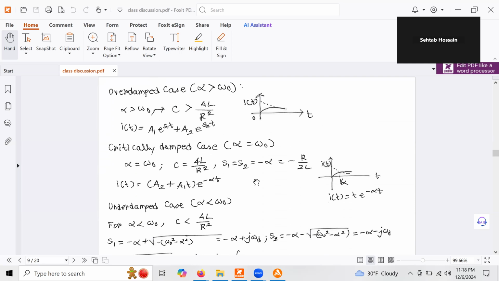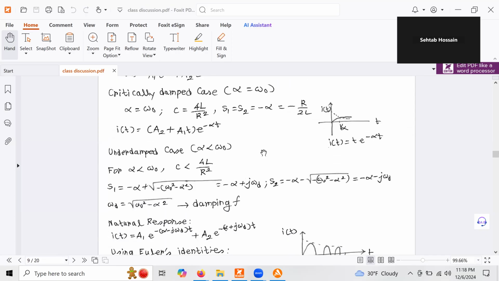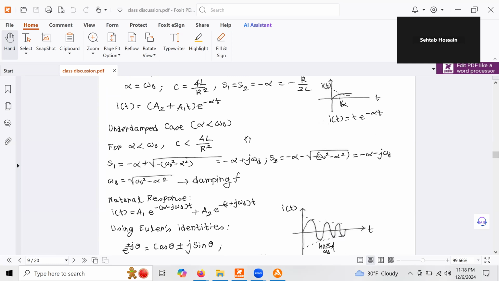So for critically damped, alpha and omega 0 are equal. s1, s2 will be equal to minus alpha, and C will be equal to 4 times L over R squared. And the expression will be A2 plus A1 times t, times exponential minus alpha t. For the underdamped case, alpha will be less than omega 0, and C will be less than 4L over R squared. So the roots s1 and s2 will be complex and conjugate of each other.